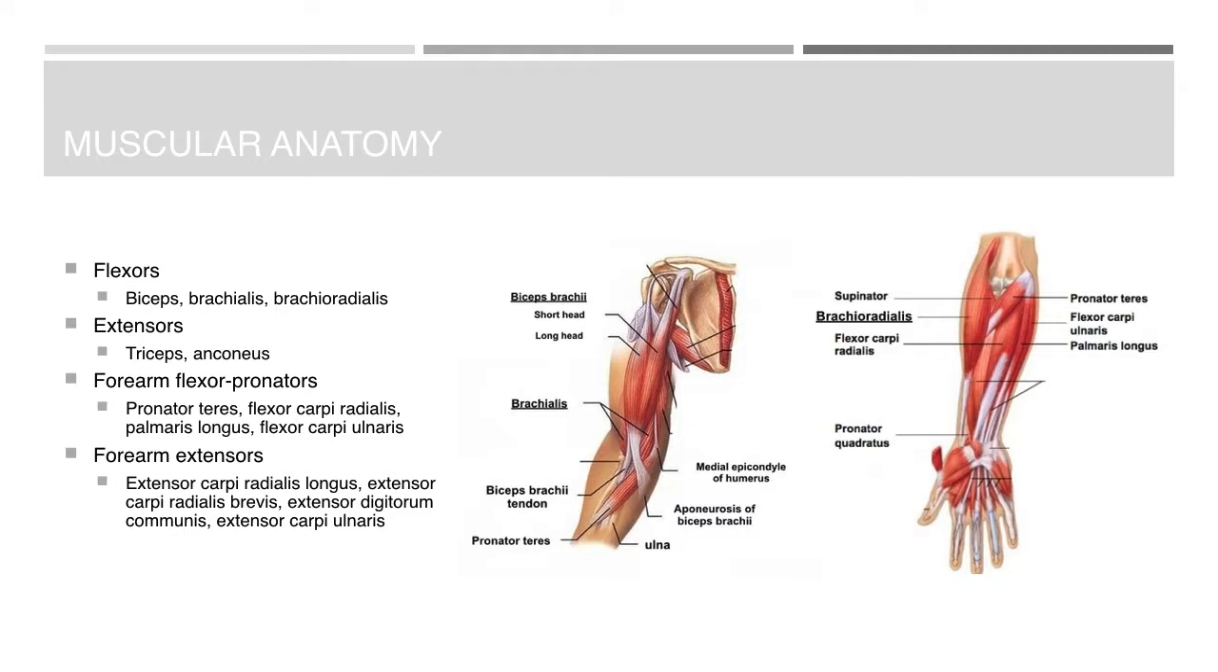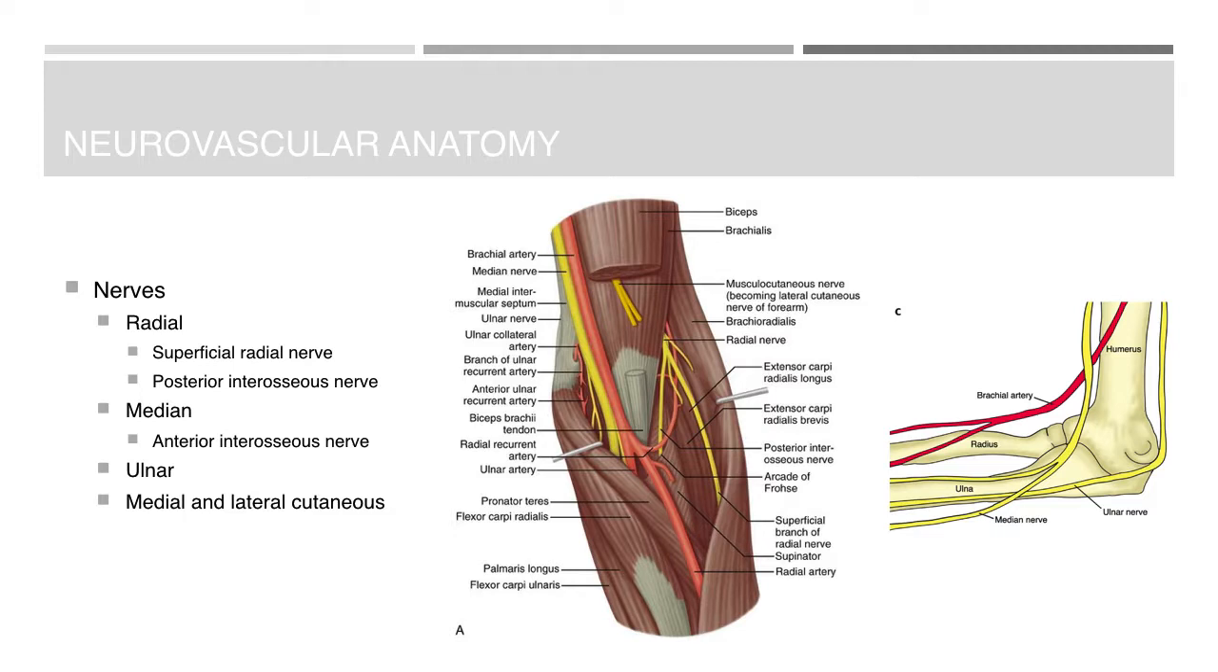Moving on to neurovascular anatomy, the radial nerve approaches the elbow between the brachialis and the brachioradialis muscles in the anterior compartment of the arm. It passes under the extensor carpi radialis longus and brevis to pass anterior to the lateral epicondyle. It divides into the superficial radial nerve, or the SRN, and the posterior interosseous nerve, or the PIN, at the level of the radiocapitellar joint.